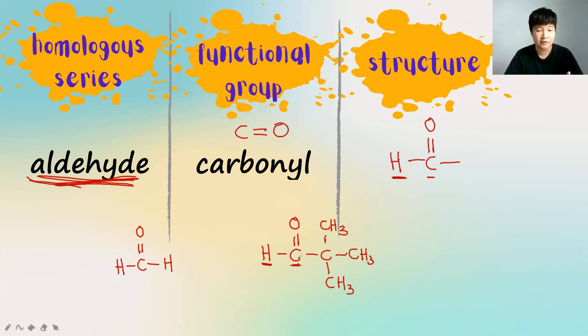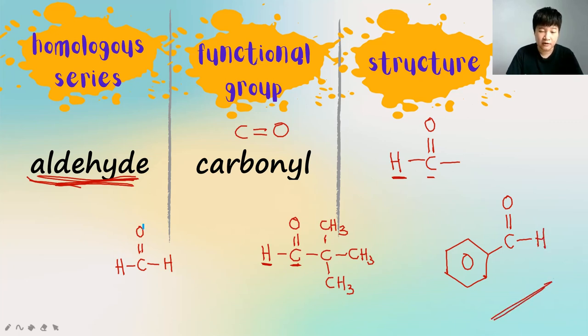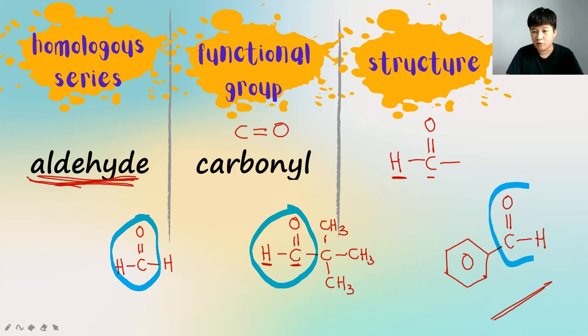That is aldehyde. And your aldehyde could be aromatic. When you have a benzene ring, and then a C double bond O, because this carbon can only have four bonds, you only have one bond left. So the one bond is hydrogen, and that is still your aldehyde. Because of the C double bond O bonded to H, that is your aldehyde.